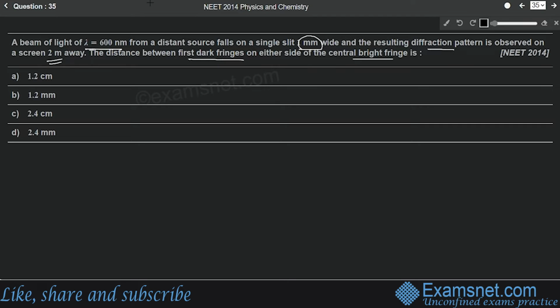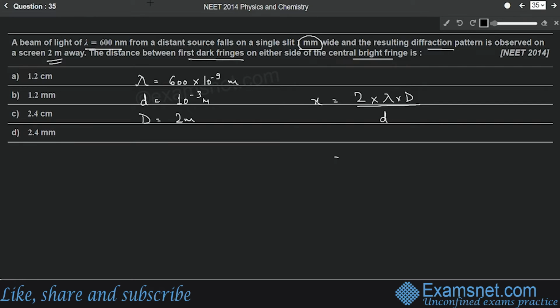Okay, so what is given? The wavelength or lambda is given as 600 nanometer, that means 600 into 10 to the power minus 9 meter. Then the width of the slit, that is small d, is given as 1 millimeter, that is 10 to the power minus 3 meter, and capital D is given as 2 meter. We have to find the central maxima. So the central maxima x will be equal to 2 into lambda into capital D divided by small d.